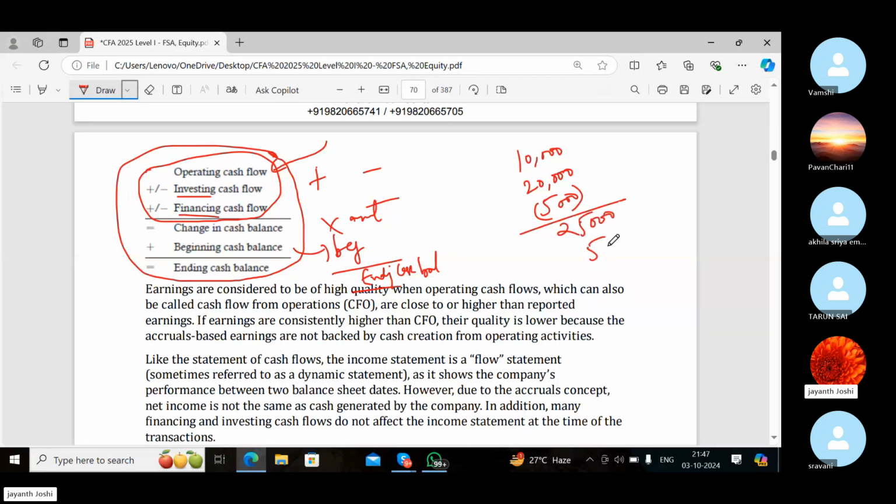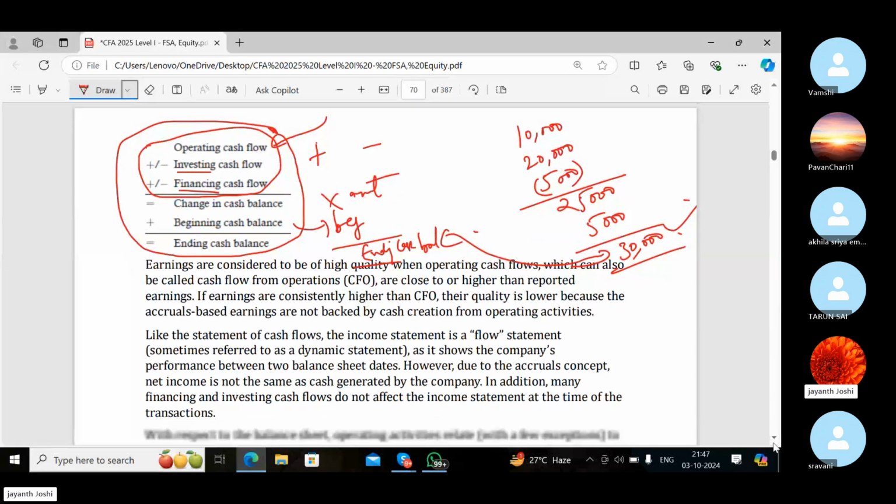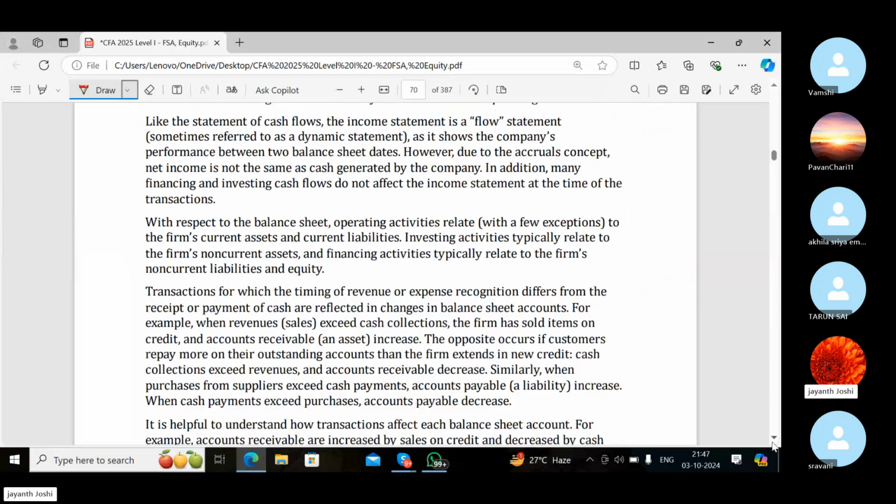My beginning cash balance is 5,000. So my ending cash balance should always be 30,000. Only then is the cash flow statement correct. Now, let's understand how to find out the cash flow from operating activities. There will be a format. Let's see that.